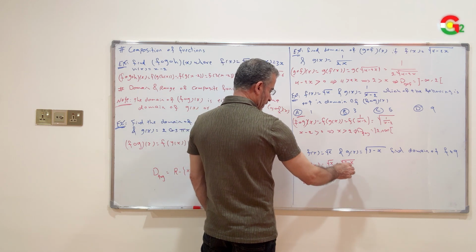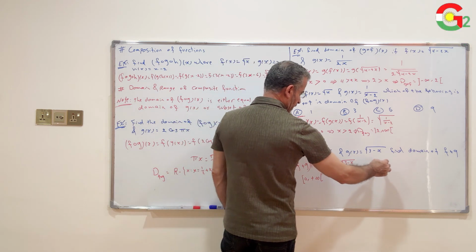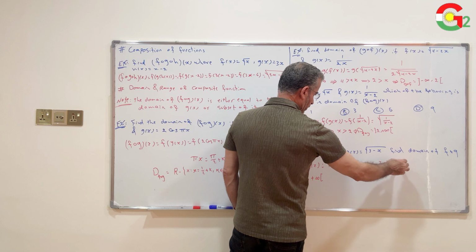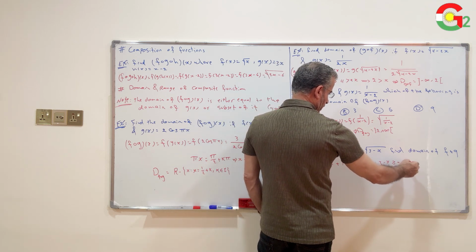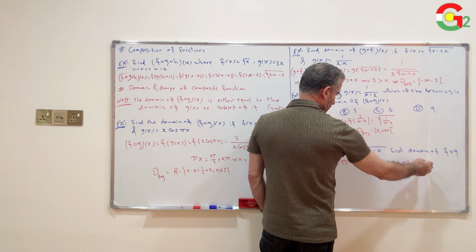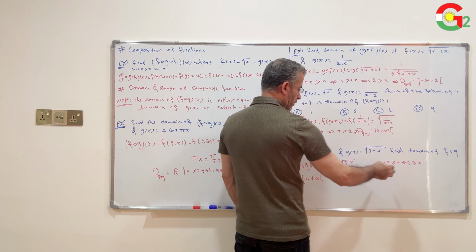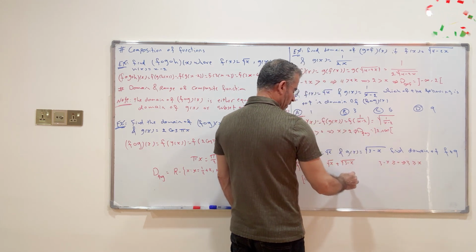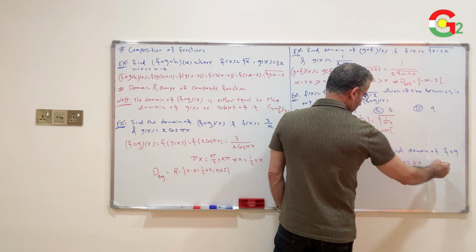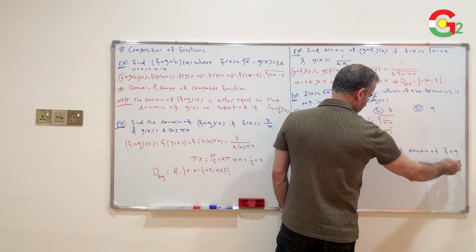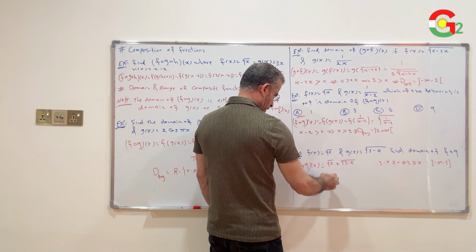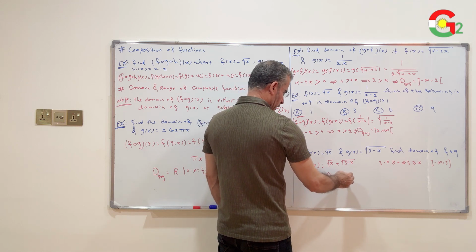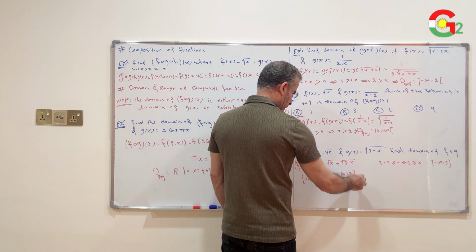And for the domain of square root of 3 minus x, set 3 minus x greater than or equal to 0. Then 3 is greater than or equal to x, or x is less than or equal to 3. Then the domain of square root of 3 minus x is negative infinity to 3. The intersection, negative infinity to 3.